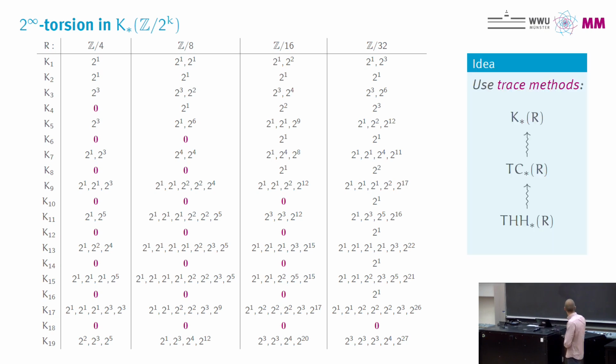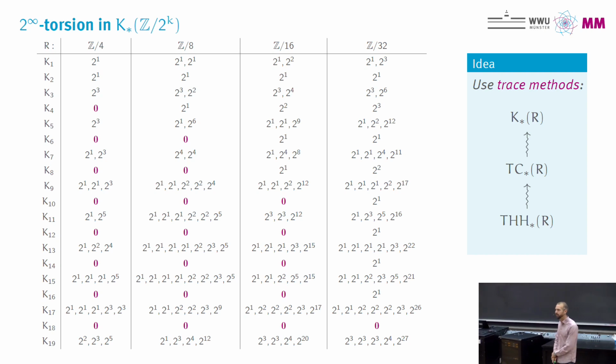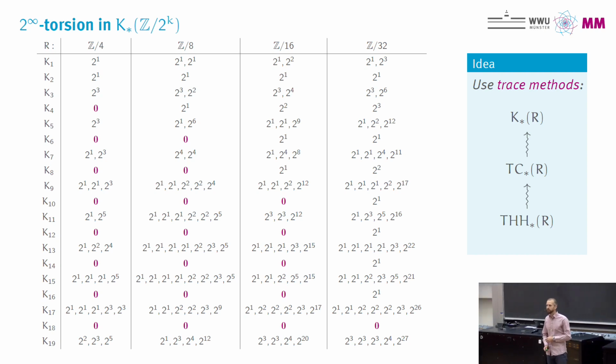Okay, and I will not say at this point too much about how this is done. But the idea is to use something called trace methods, and that's kind of central to that Frobenius homomorphism. There the idea is that you want to compute this invariant K star, and you compute it by first computing another invariant called TC star, topological cyclic homology, and that in turn you compute by computing an even further invariant called topological Hochschild homology. And somehow how to climb that ladder from THH to K theory, that's kind of the content of part of my talk today.